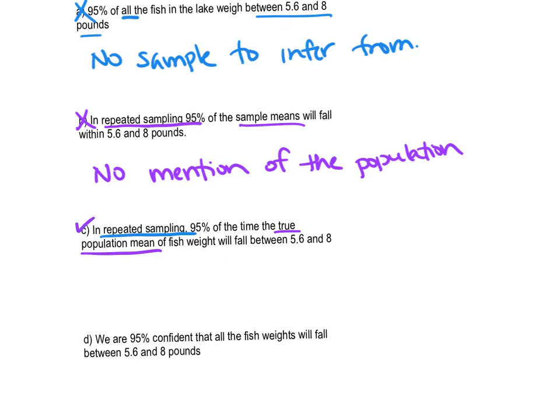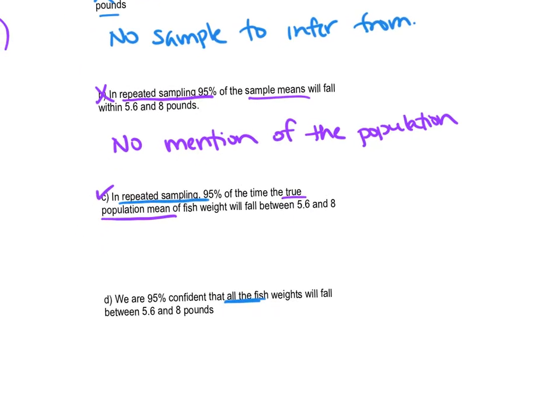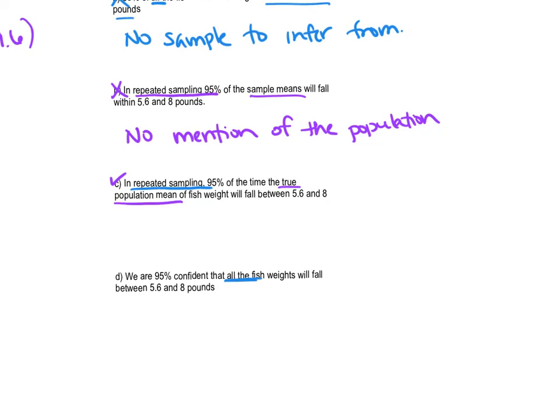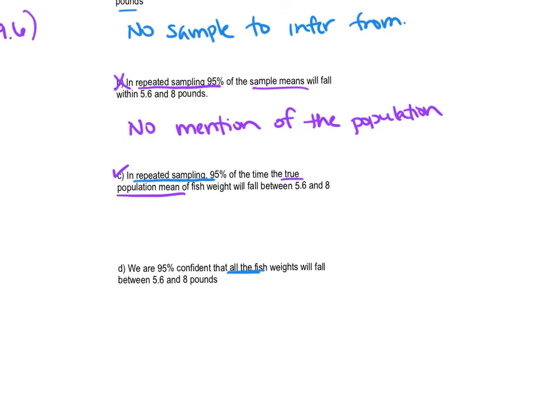Let's go ahead and check D. We are 95% confident that all the fish weights will fall between 5.6 and 8 pounds. Well, I see the word all again, and remember, that word all means population. So I know I'm talking about a population, but what am I missing again? I'm missing the sample. So no, this is not correct. It does not mention the sample. So the only correct answer here is going to be C.